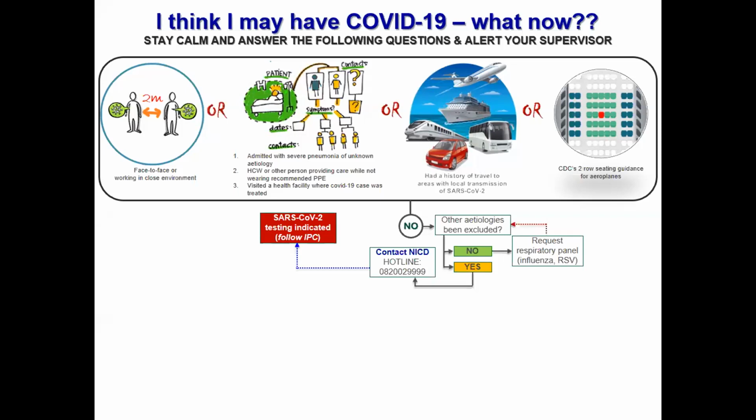In that case, you would test for SARS-CoV-2, which is the name for the coronavirus. Testing would be indicated, and you would need to follow infection prevention and control measures. From a worker perspective, I'm just going to go through a few points that would be expected of you during that period. If you presented and meet the case definition, you would be expected to provide information for the forms that have to be submitted to the NICD, including a contact list.